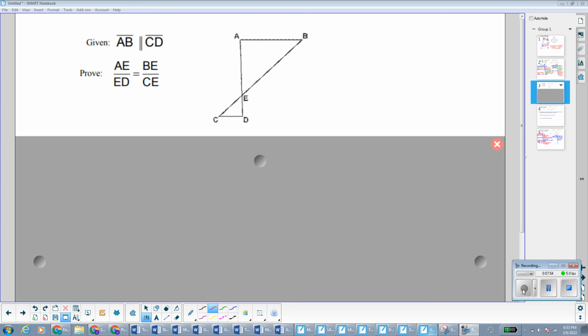Pause the video and try this example over here. What we are doing here is first proving a proportion. After we prove this proportion, we'll take it a step further and prove a product.